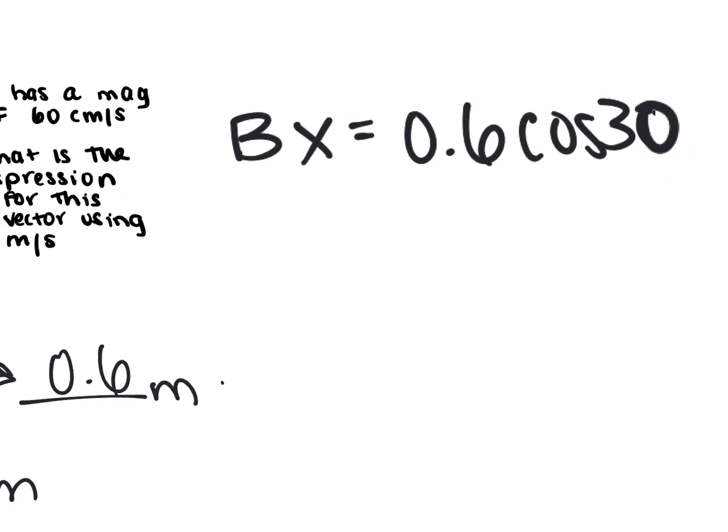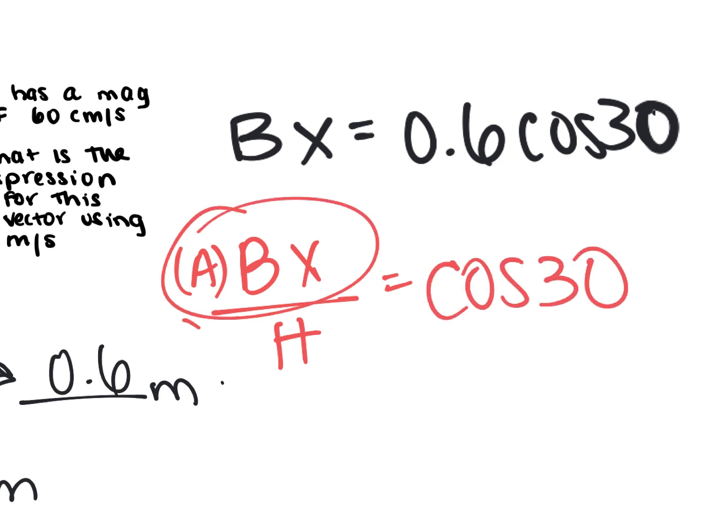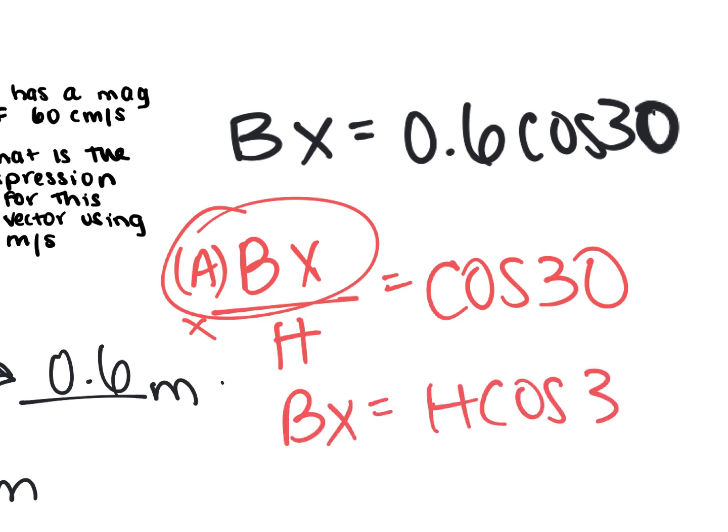we will write that bx over hypotenuse, because this is the adjacent, equals cosine 30. But because we're looking for this, we are going to multiply by the hypotenuse so that bx equals hypotenuse cosine 30. And the hypotenuse is in fact 0.6.